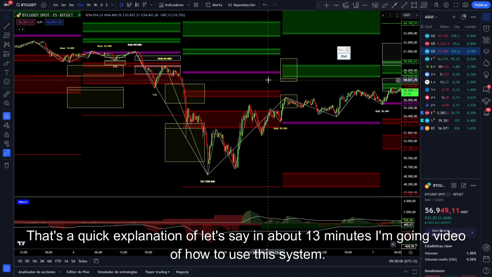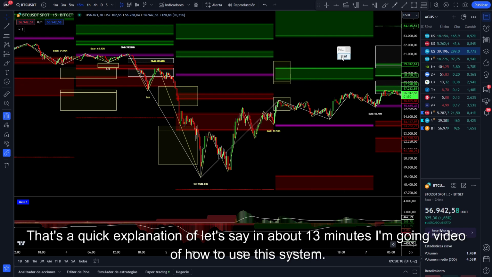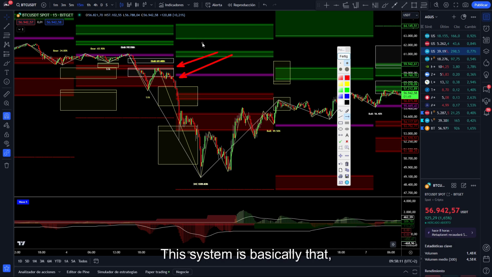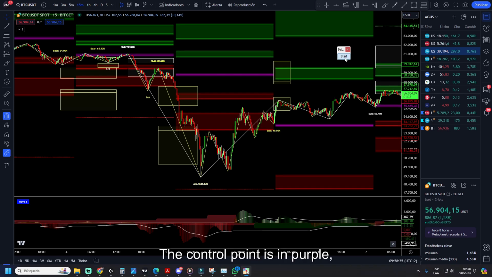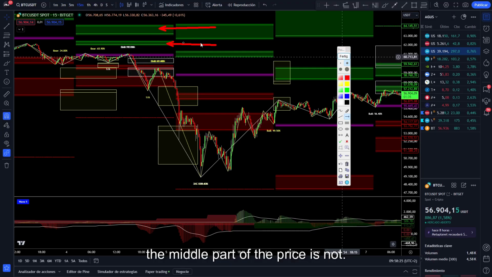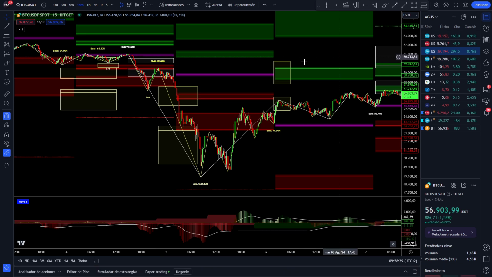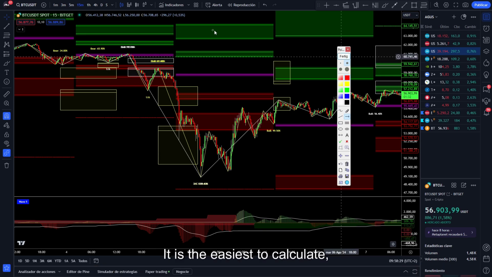That's a quick explanation, let's say, in about 13 minutes, of how to use this system. This system is basically that. It marks supports and resistances, having the supports in red, the resistances in green, and the control point. The control point is in purple. It is the middle part of the price, the easiest to calculate. Then the others are calculated by Fibonacci.